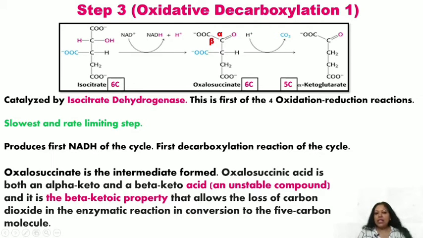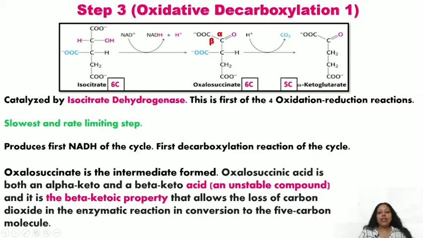So as per this COO minus, this is alpha. So as per this COO minus, this is beta. Okay. So it is a very important intermediate because it is both an alpha keto acid, keto because it has a CO group, and a beta keto acid with respect to this blue COO minus. Okay.